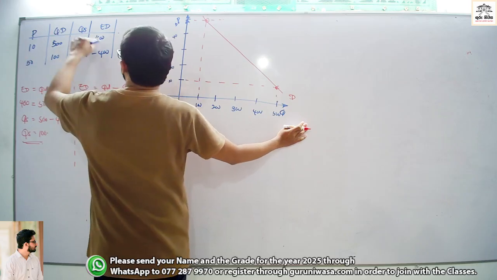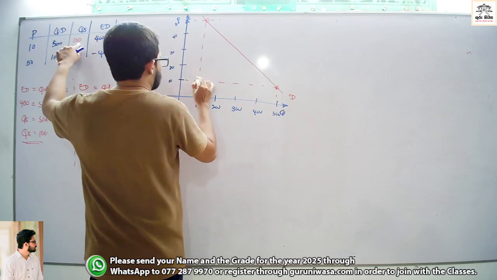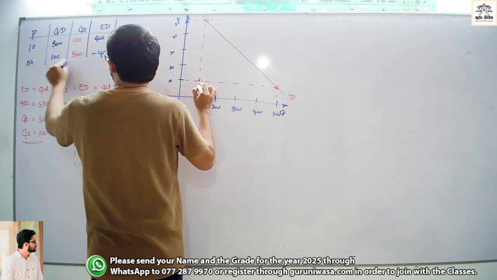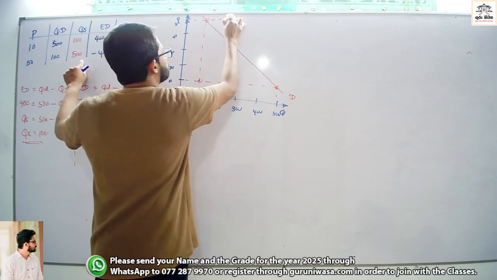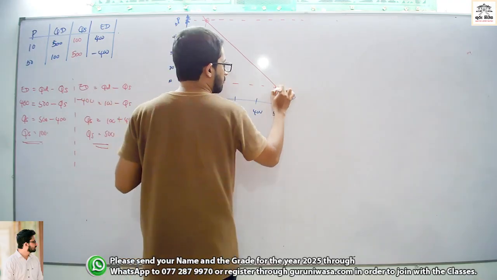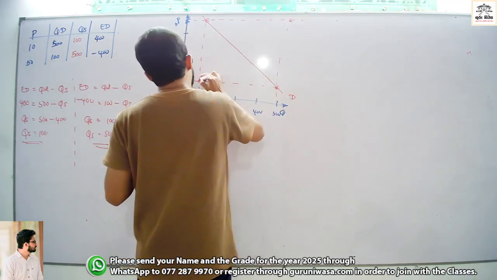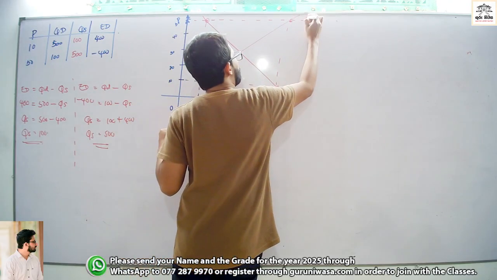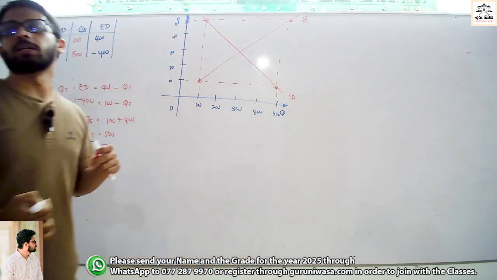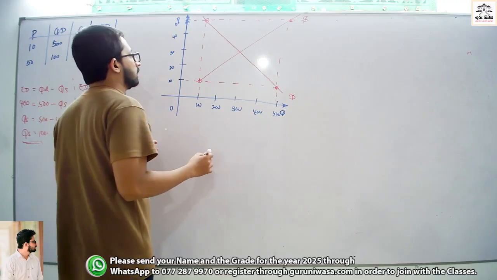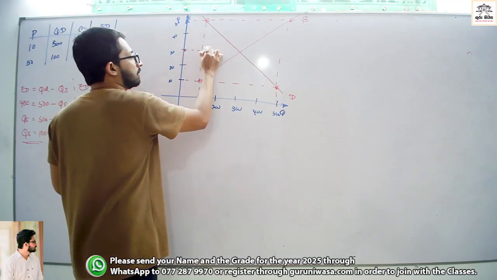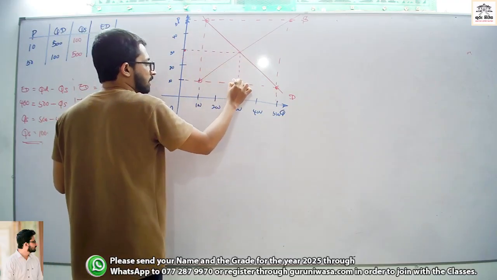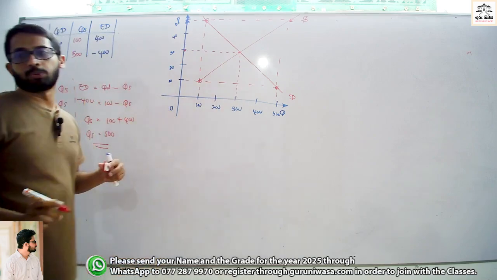Supply at price 10, supply 100. At price 50, supply 500. If you draw this demand and supply diagram properly, no need to calculate equilibrium price and quantity using equations.